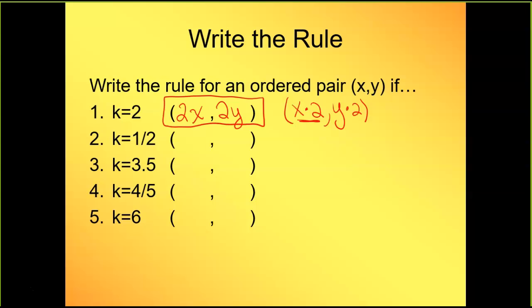Let's look at number 2. In order to write the rule, I have to take my x value times my scale factor, which is what? What's my scale factor for number 2? 1/2. My y coordinate times, what's my scale factor? 1/2. Is that the proper way to write it? No, let's make it proper. What would I write? 1/2 x, 1/2 y. Very good. All right, can you do the last 3? Okay, good. You can do it.